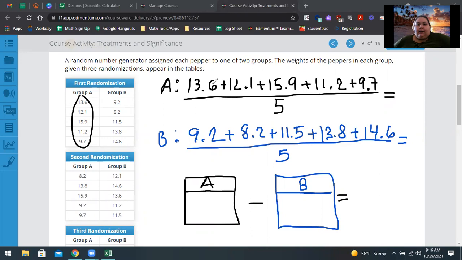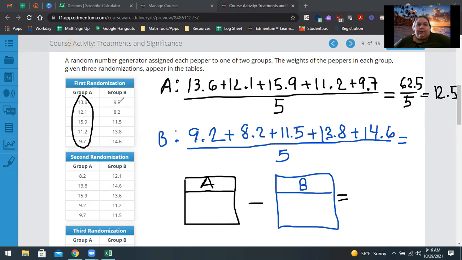So going back over here, for group A, if I add them all up, I get a value of 62.5. I still haven't divided by 5 yet. And once I do divide by 5, I get the final average weight of the basket here as 12.5.